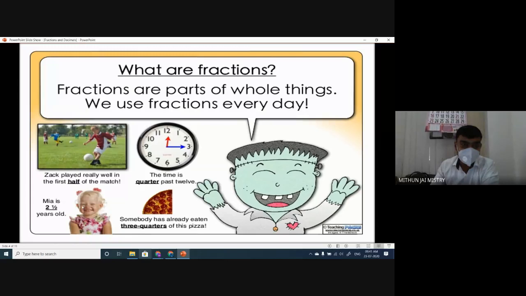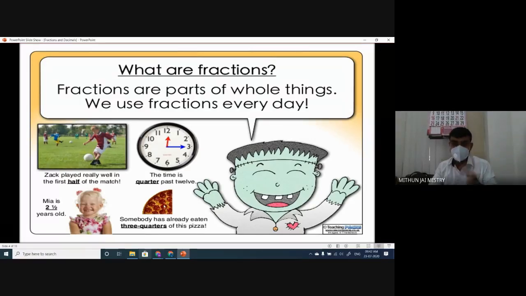Now here there's a girl, a very cute girl, right? Her name is Mia, and she is 2.5 years old. 2.5 is also a fraction. Do you know what sort of fraction it is? Can you guess? 2.5 is which type of fraction? 1 by 2? No, we have different types of fractions. In that, 2.5 will be a mixed fraction.